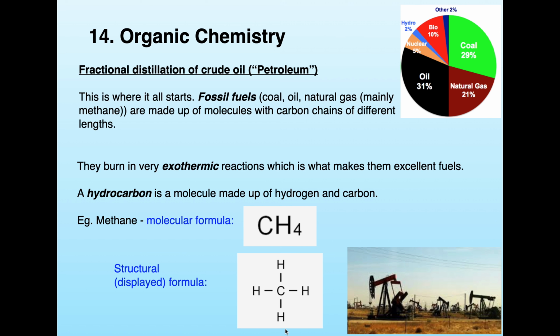And then we're going to start talking about full structural formula, or displayed formula, as they're sometimes called. This is called a Lewis structure, don't worry about that. And it shows that it's got 4 single covalent bonds. Carbon's valency is satisfied, 4, and hydrogen's valency 1.